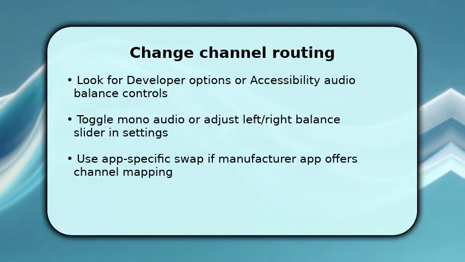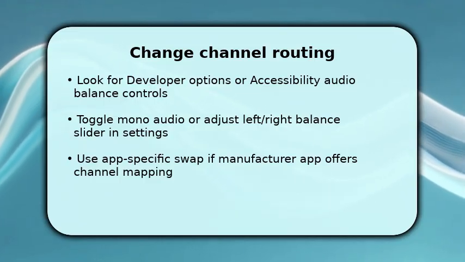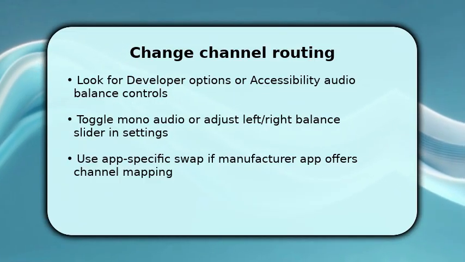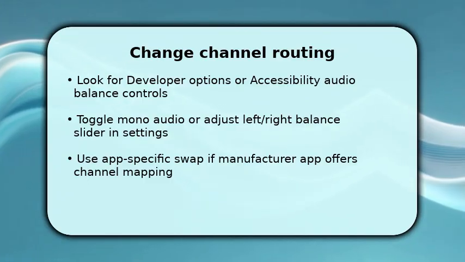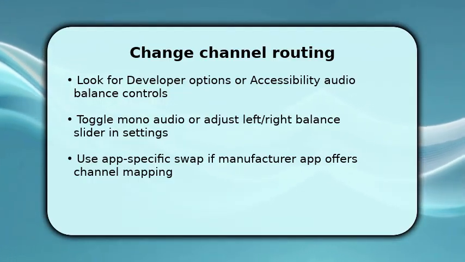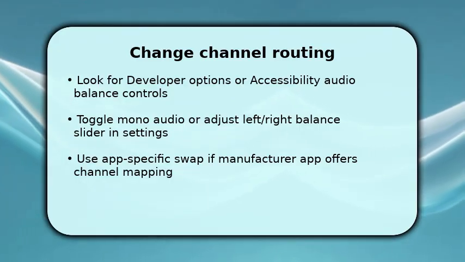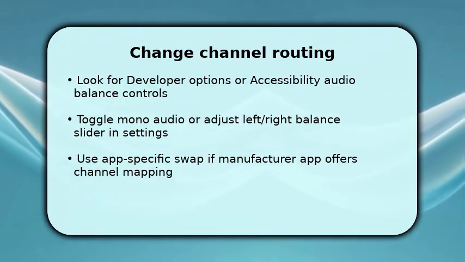If you need left/right swap specifically, check the Earbuds app. Manufacturers often include channel mapping or a swap toggle. Once in the app, locate Advanced Audio or Channel Settings and choose Swap left/right. If developer options are needed, enable them by tapping build number 7 times in About Phone. Then check Bluetooth AVIC or Audio Debug.